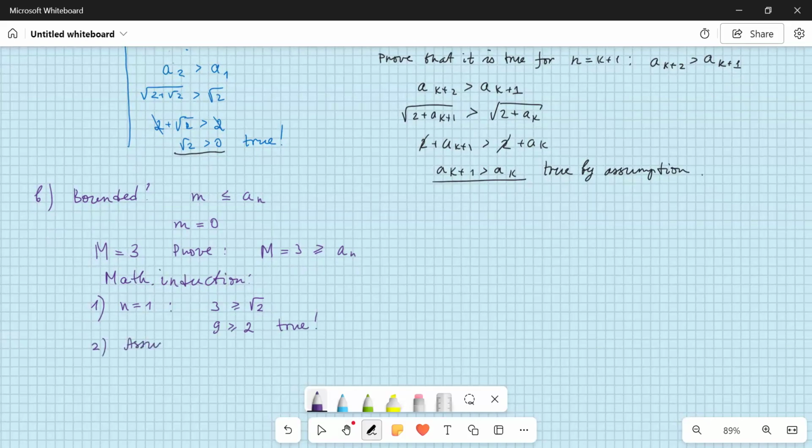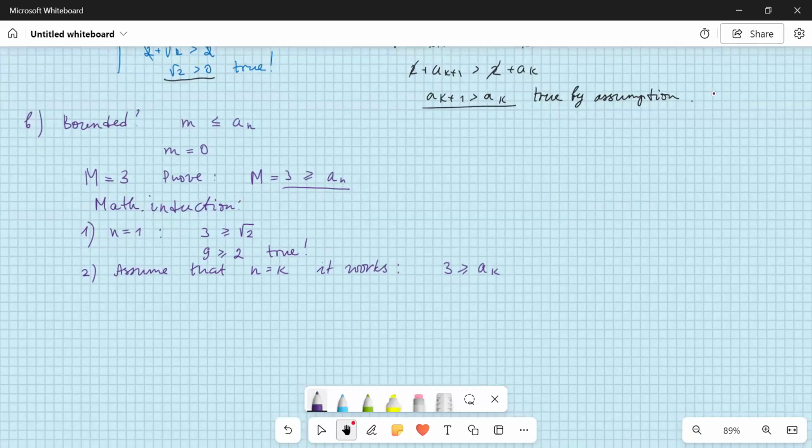Now, assume that n equals k, it works. It means that 3 is greater than or equal to a_k. So that's the statement we're assuming. Need to prove. Oh, okay. Need to prove.